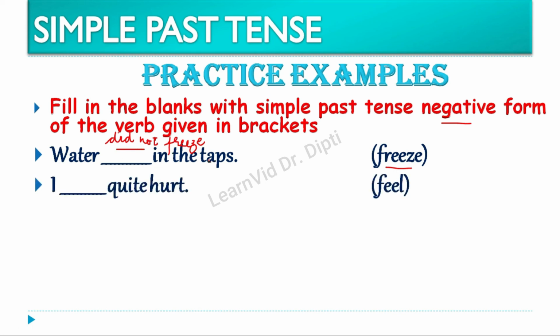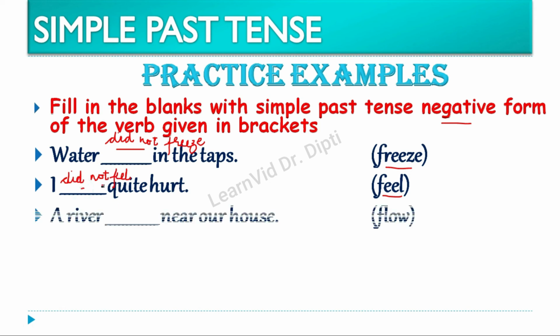Now the second one, I dash quite hurt and the verb given is feel. तो आंसर क्या होगा? Yes, you are correct. यहाँ पर लिखेंगे हम I did not feel quite hurt. यहाँ पर felt नहीं आएगा, feel आएगा, क्योंकि root form of verb लगेगा did not के साथ. Now the next one, a river dash near our house, and the verb form is flow. Yes, right. The answer will be did not flow. तो यहाँ पर आंसर आ जाएगा the river did not flow near our house.